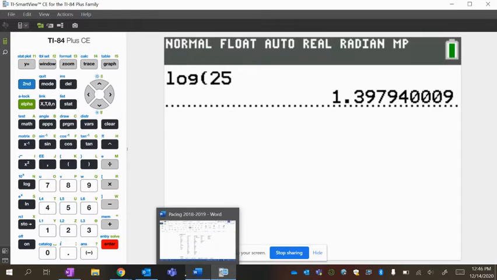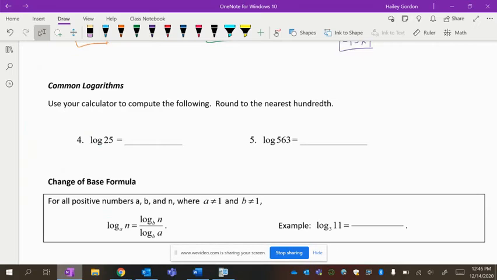Now, most of the time they're going to ask you to put 4 decimal places. This one does say nearest hundredth, which would be 2 decimal places. So you would put 1.40. Now, it is 3979, so it would round up. If it says hundredth, you do need to have a 0 as a placeholder.